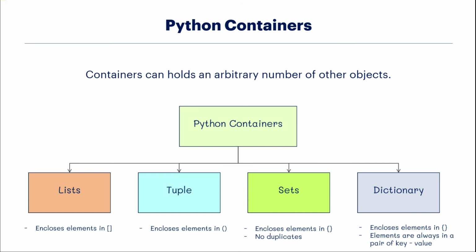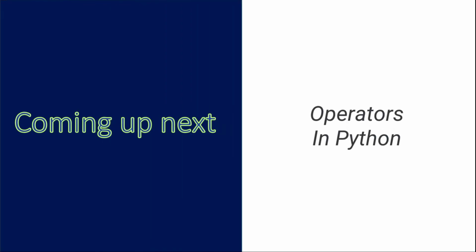So in this video, we have seen the basic data types in Python. We have seen how to define a variable and how to assign a value to it. We have seen the use of the type function to identify the type of the object stored in the variable. And we had a brief introduction to Python containers. In the next video, we are going to talk about Python operators and see how we can use these operators to operate on our data stored in the variables.